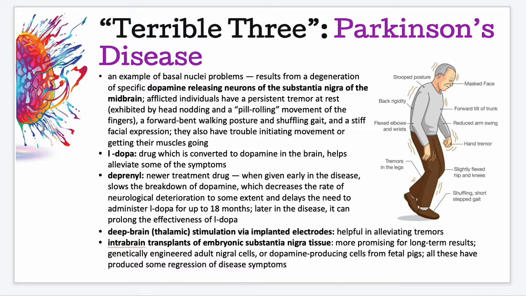This is a newer treatment drug. No, when given early in the disease, they slow the breakdown of dopamine, which decreases the rate of neurological deterioration to some extent and delays the need to administer L-Dopa up to 18 months. Deep brain thalamic stimulation via implanted electrodes, helpful in alleviating tremors. Your intrabrain transplant of embryonic substantia nigra tissue, this is more promising for long-term results. This is genetically engineered adult nigral cells or dopamine-producing cells from fetal pigs, and all these have produced some regression of these symptoms.